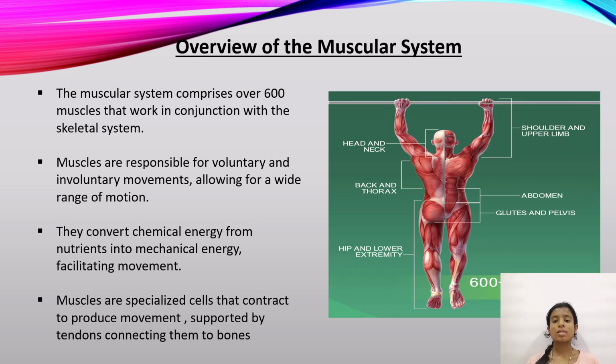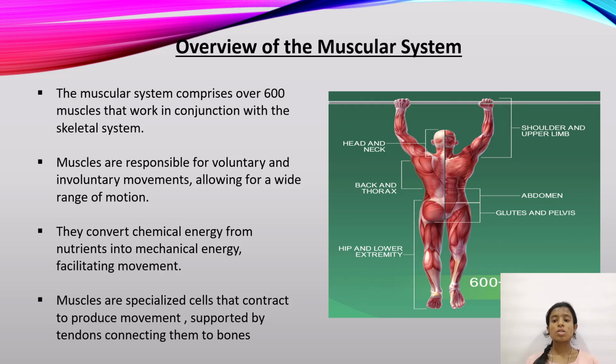Overview of the muscular system. The muscular system comprises over 600 muscles that work in conjunction with the skeletal system. Muscles are responsible for voluntary and involuntary movements, allowing for a wide range of motion.